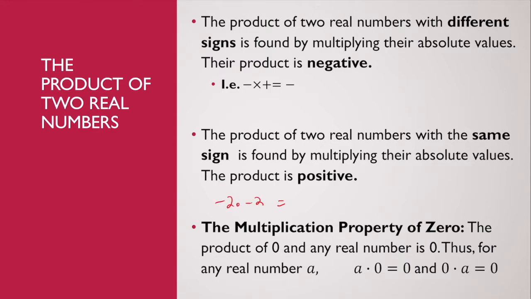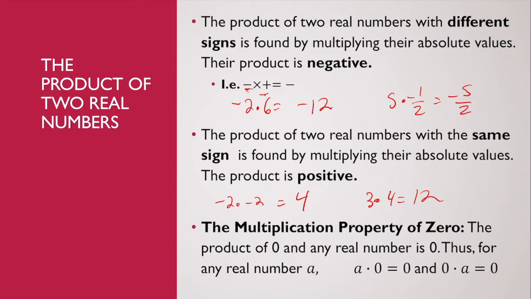4. 3 times 4 is 12. It's going to be positive. If I've got negative 2 times 6, that's going to give me a negative 12 because I've got one negative and one positive. Or if I have 5 times negative 1/2, that gives me negative 5/2. Again, the answer is negative.